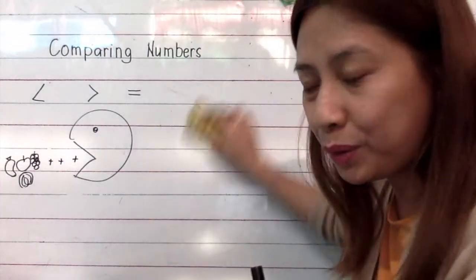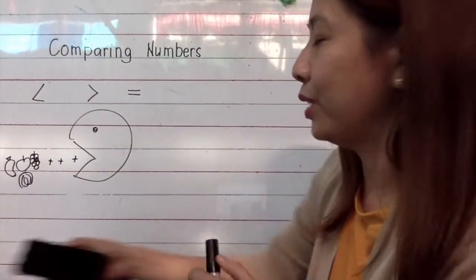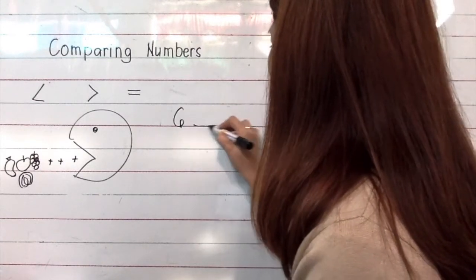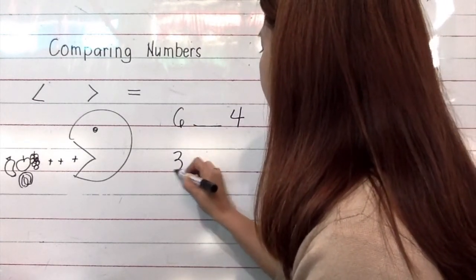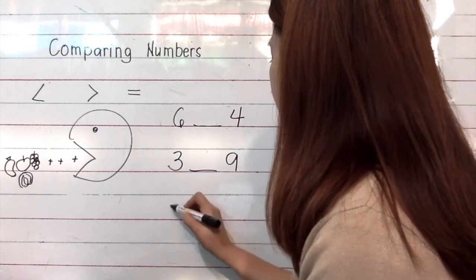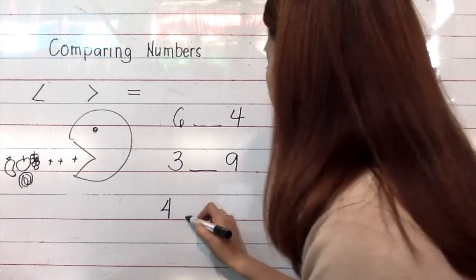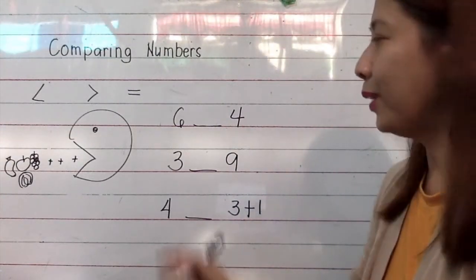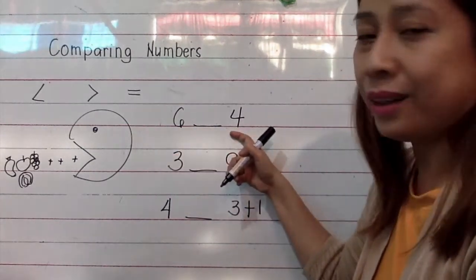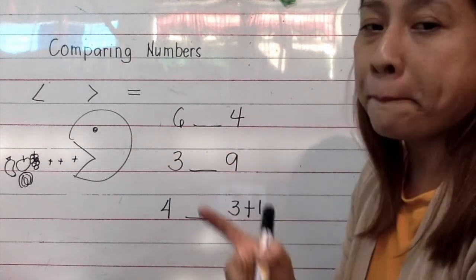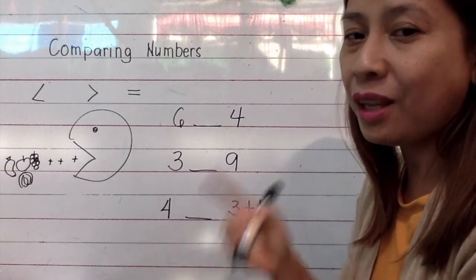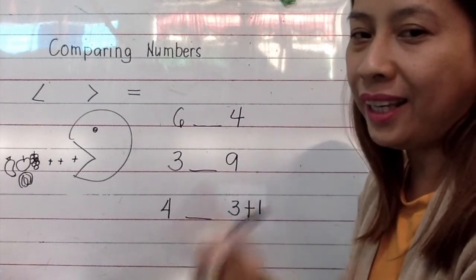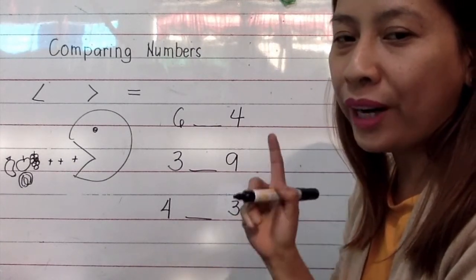How are we going to answer these sets of problems? 6 blank 4, 3 blank 9, 4 blank 3 plus 1. So, 6 blank 4. Always remember, Pac-Man eats more food. Pac-Man opens its mouth to a greater food.